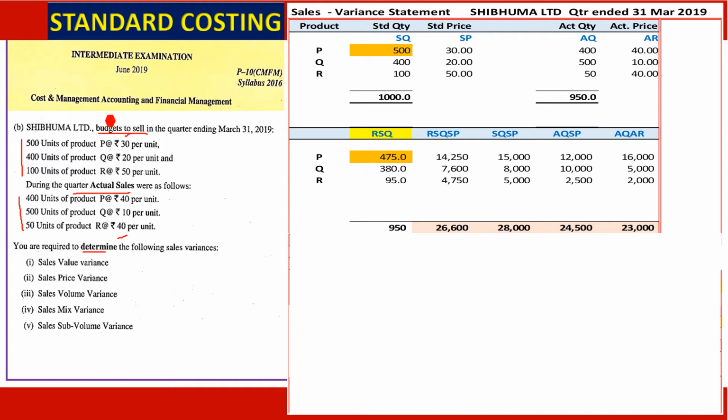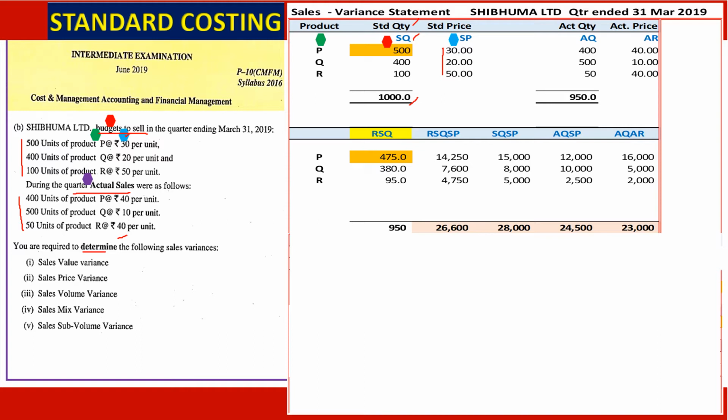First, the budgets to sell, we have named it as a standard quantity and an acronym as Q, and we have got 3 products P, Q and R, and the prices as SP, and we post the figures 500, 400 and 100, and at the same time we post the prices 30, 20 and 50, and the sales budget is for a standard quantity of 1000.